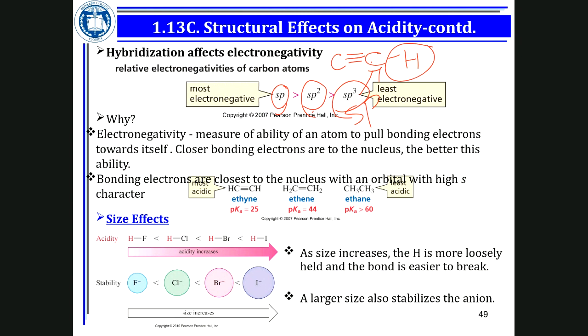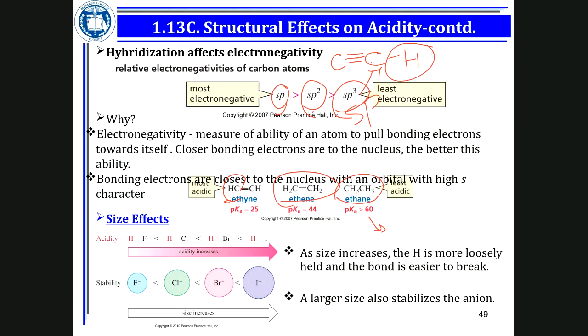So the sp in ethyne is going to be a stronger acid compared to ethene, because this is sp2, which is a stronger acid compared to ethane. And we look at the pKa value also here. It's a very high pKa. High pKa means weak acid.